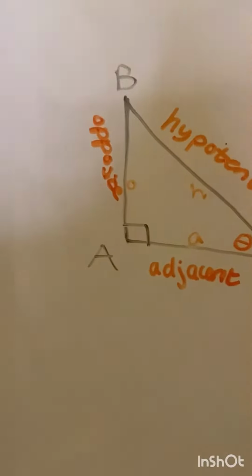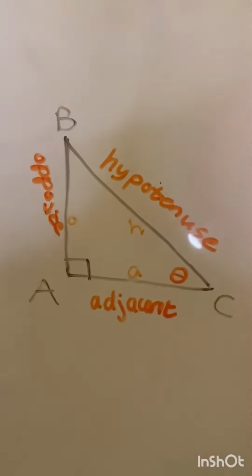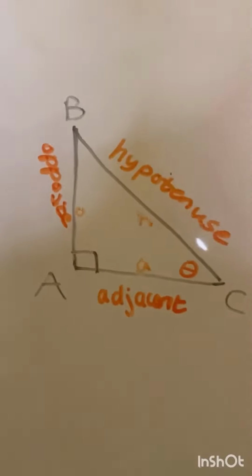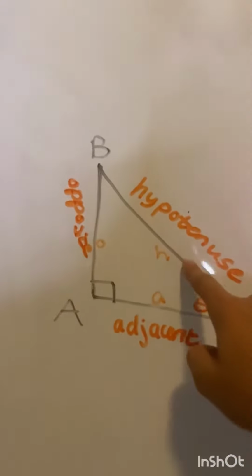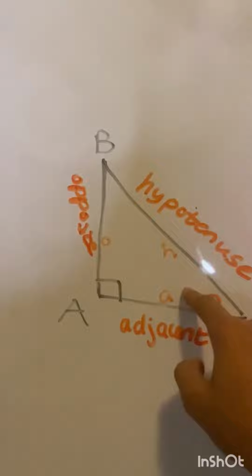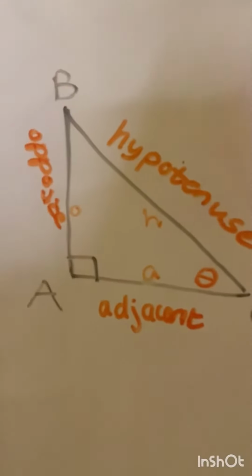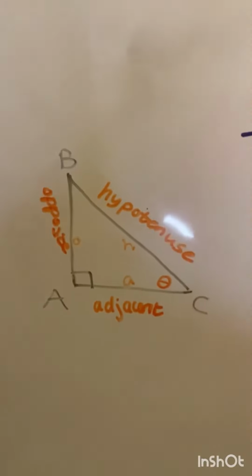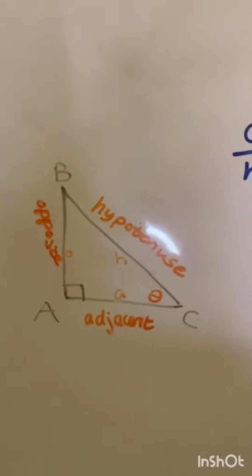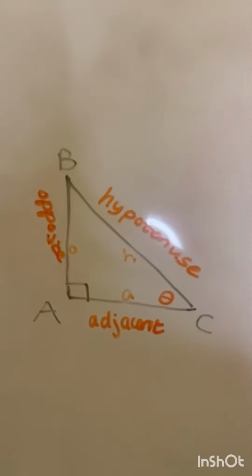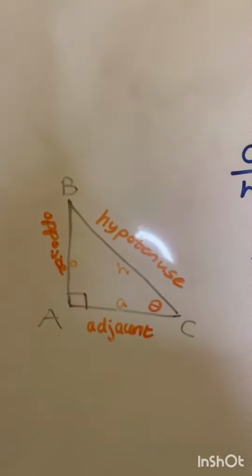You can also write the hypotenuse, adjacent and opposite sides with one letter. For the hypotenuse you can use H, for the adjacent you can use A, and for the opposite you can use O. The ratios of these sides' lengths will stay the same as long as the angle stays constant.